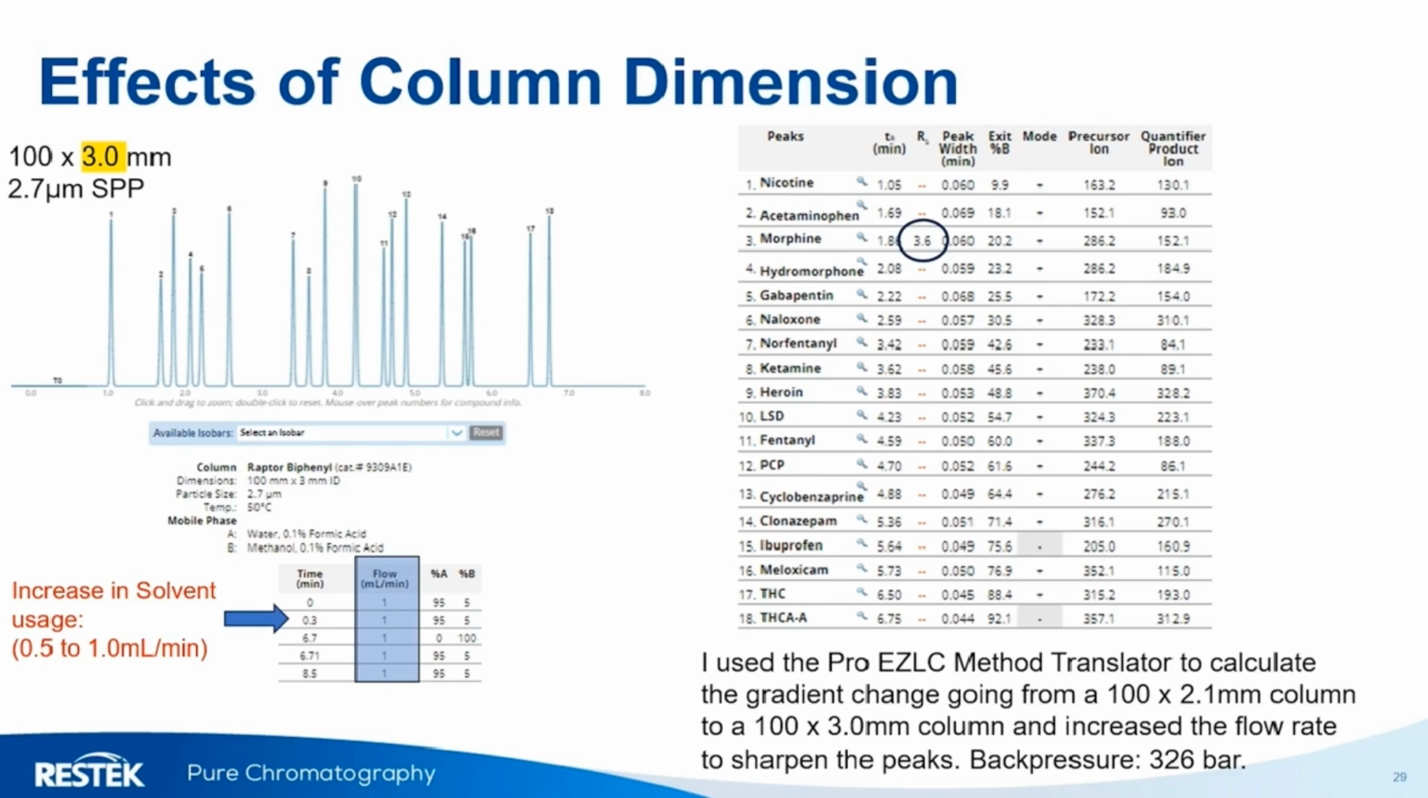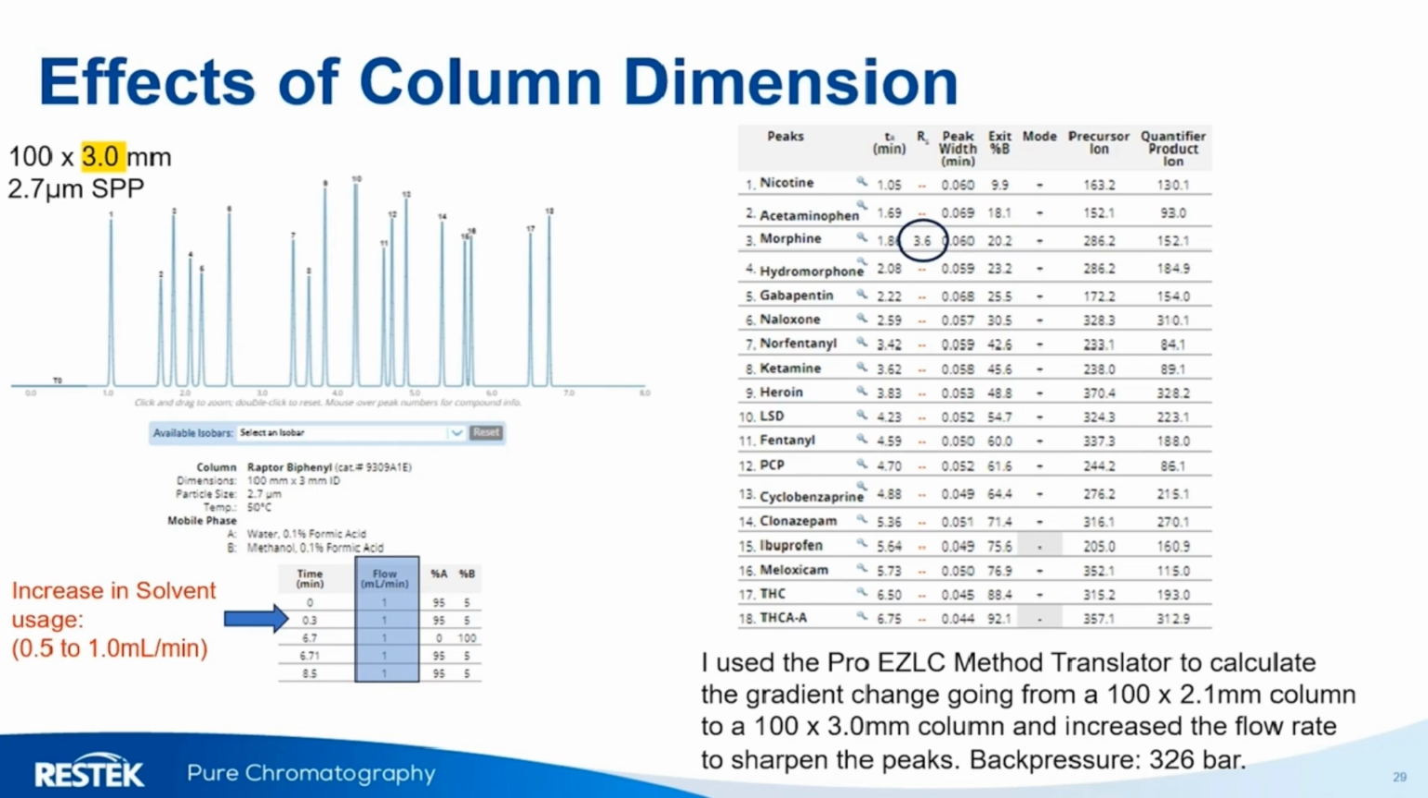But that flow rate is the kicker here, in that that's increased solvent usage. So I went from 0.5 mL a minute to 1 mL a minute. Chromatography is beautiful, but I will basically double the amount of solvent that I will use. So that would increase my overall cost on this analysis.